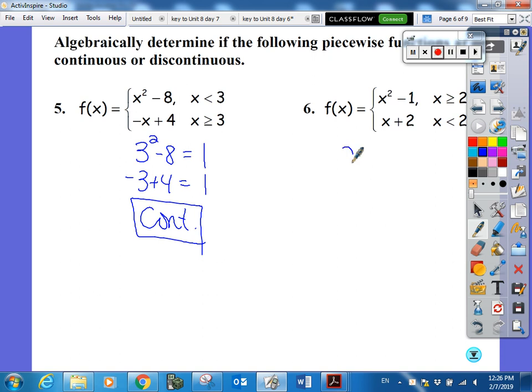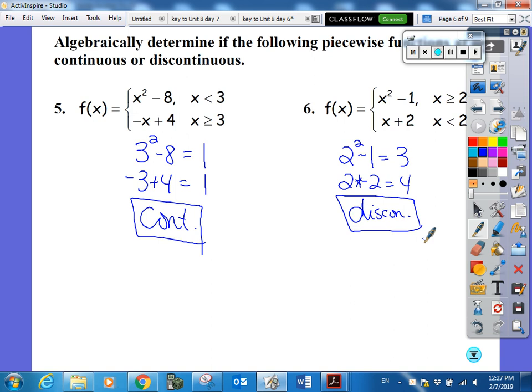Here, 2 squared minus 1 equals 3. 2 plus 2 equals 4. 1 goes to 3, 1 goes to 4, so they don't go to the same place, so that would make it discontinuous. So that's how you show it algebraically.